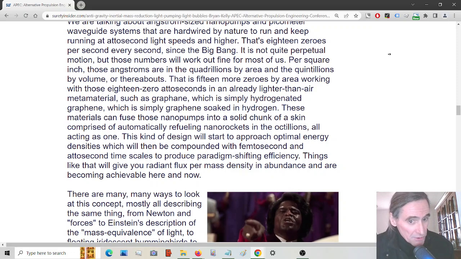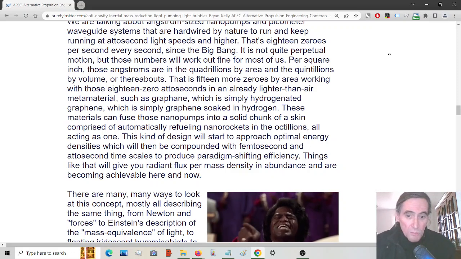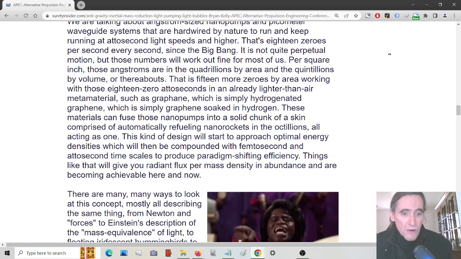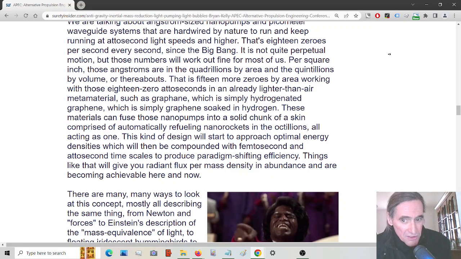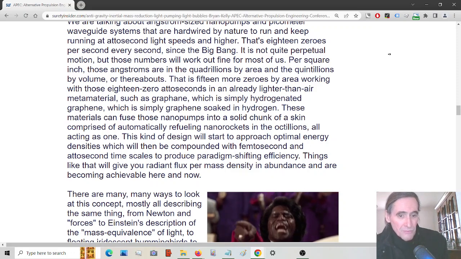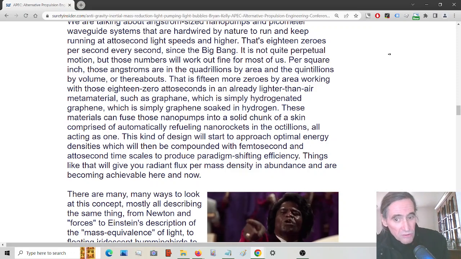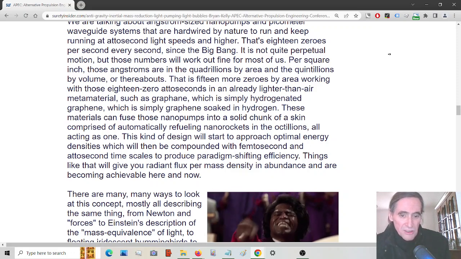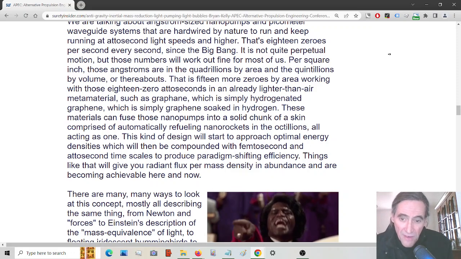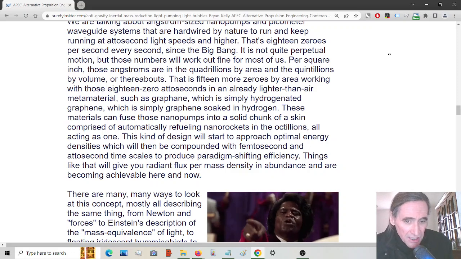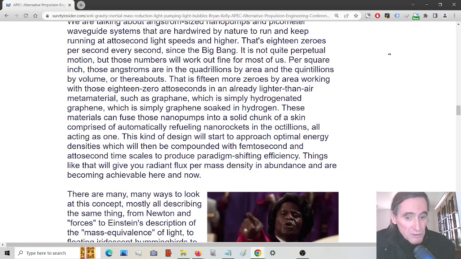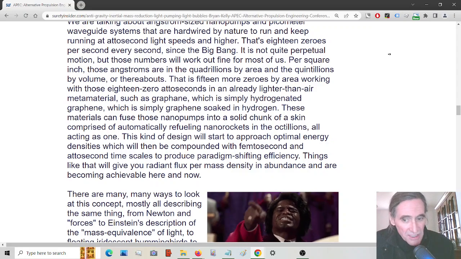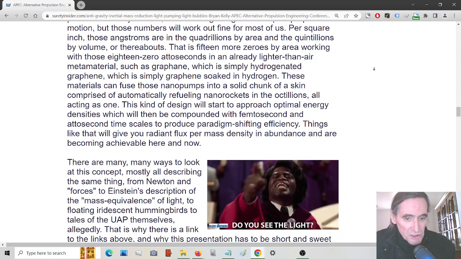These materials can fuse those nanopumps into a solid chunk of a skin comprised of automatically refueling nanorockets in the octillions, all acting as one. This kind of design will start to approach optimal energy densities, which will then be compounded with femtosecond and attosecond timescales to produce paradigm-shifting efficiency. Things like that will give you radiant flux per mass density in abundance and are becoming achievable here and now.